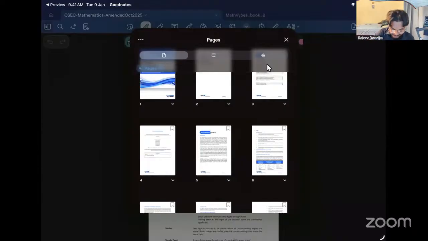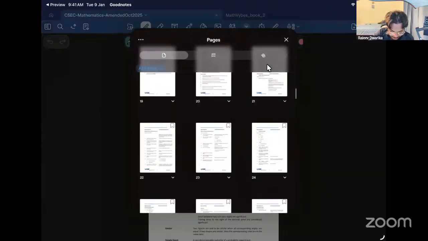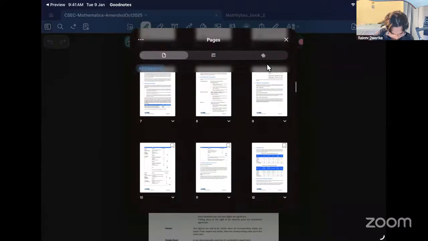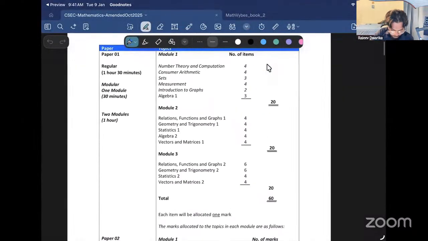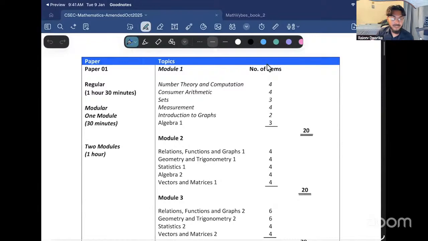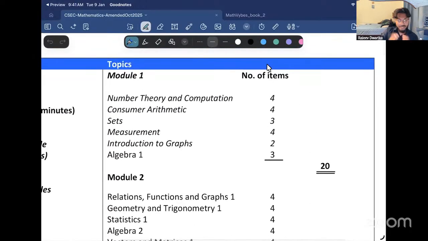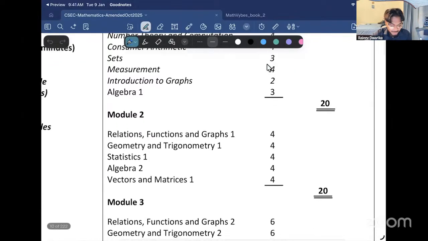Yeah, I did. Nice. So let me just show you all a preview of the new syllabus. These are the modules now. They're breaking up the paper into 3 modules: Module 1, Module 2, and Module 3. That is Module 1. Number theory and computation, consumer arithmetic, sets, measurement, introduction to graphs, algebra 1. Easy, light work.